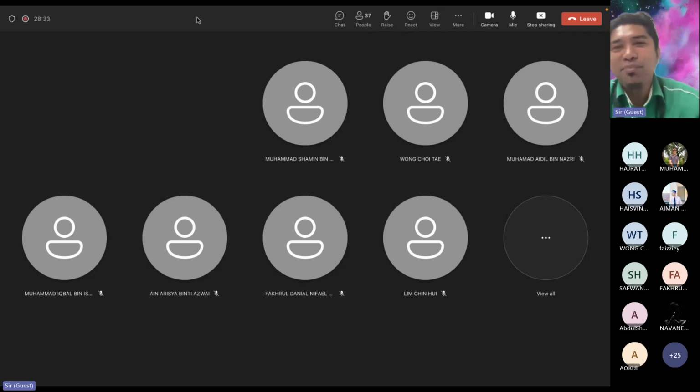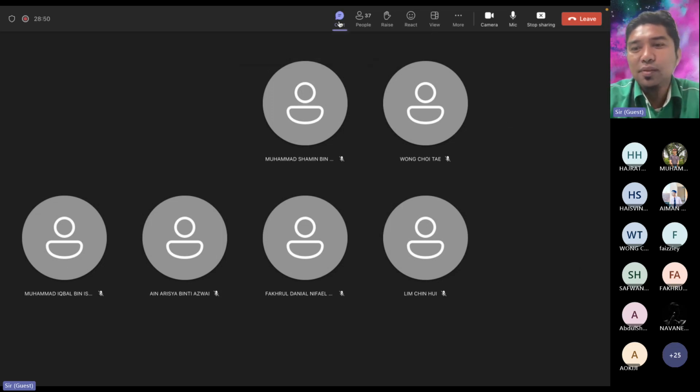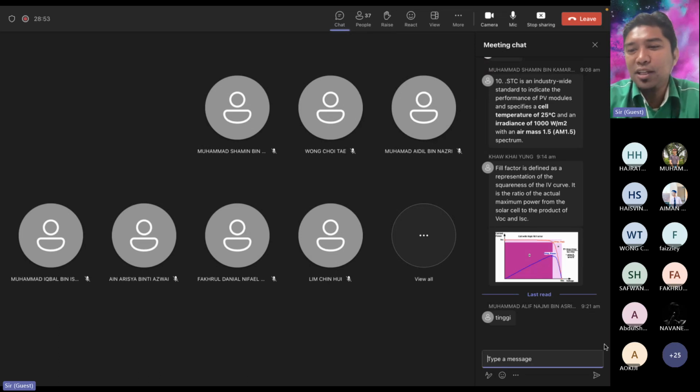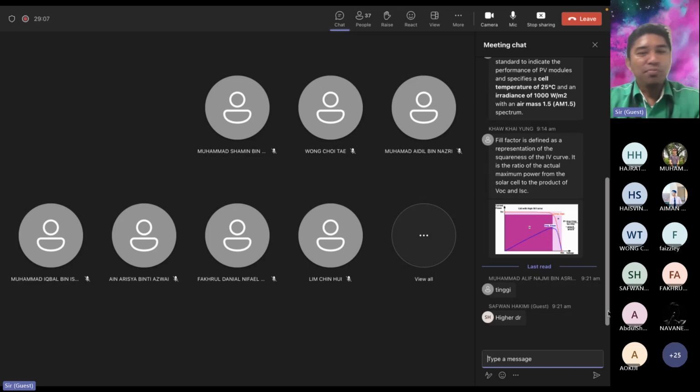If we get a PV datasheet, and the datasheet mentions, let's say, this cell or this PV obtains approximately 0.4 fill factor. Okay, so high. Alif Najmi said high. Is there any specific reason, Alif, why we are looking for the high fill factor? Safwan also said high. Why do we want high? What does it mean if we get a high one?